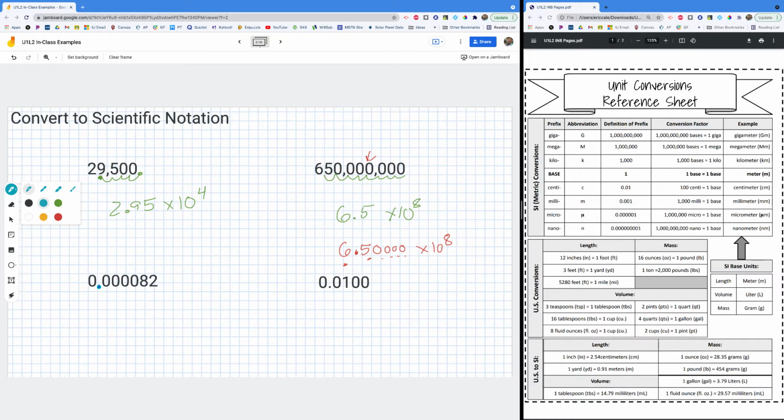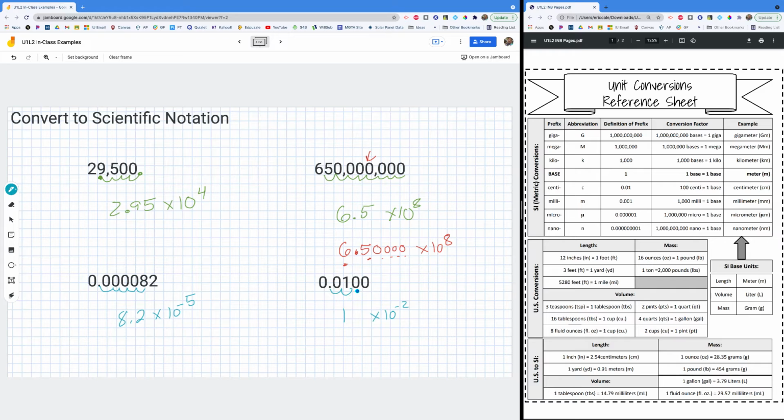All right, this one we've got to move in the other direction. 1, 2, 3, 4, 5 places. So 8.2 times 10 to the negative 5. Negative because it's a number smaller than 1. This one we move 1, 2. So 1 point, well, we know it'd be 1 times 10 to the negative 2.